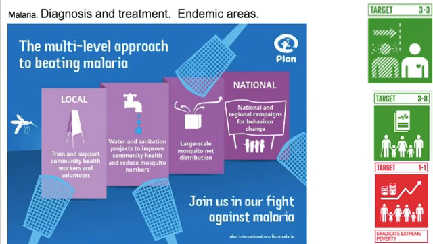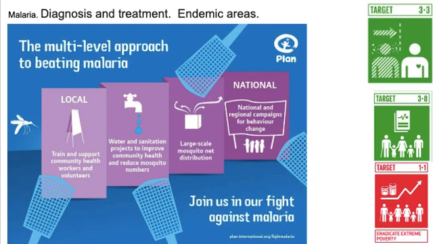So, the World Health Organization is very clear on the control of malaria. It does require a multi-level approach. This approach starts at the local level and goes up to the national level. It involves the use of vaccines, medication, education of the local population, and reducing the number of breeding sites for mosquitoes. This is a multi-level approach.